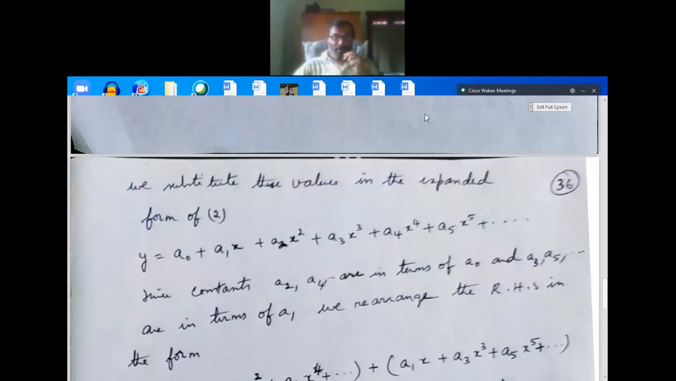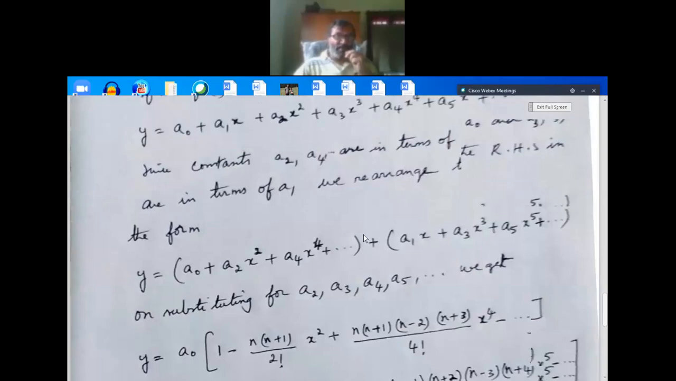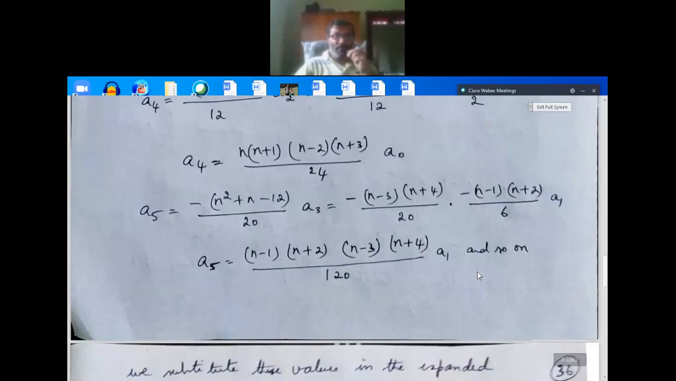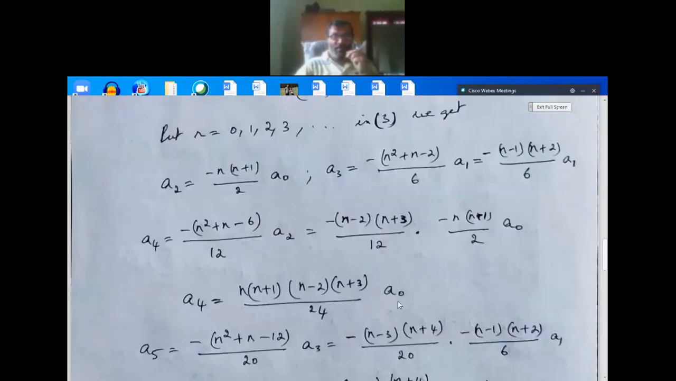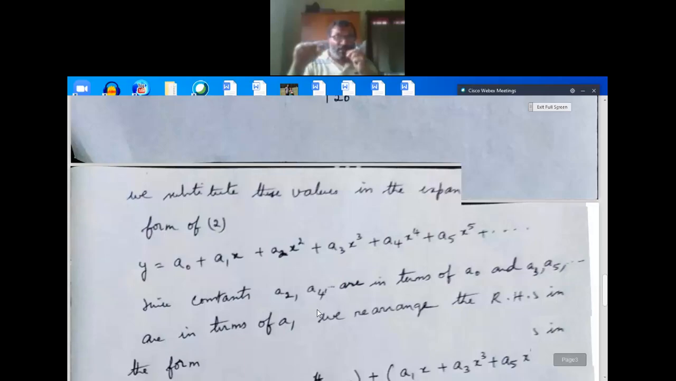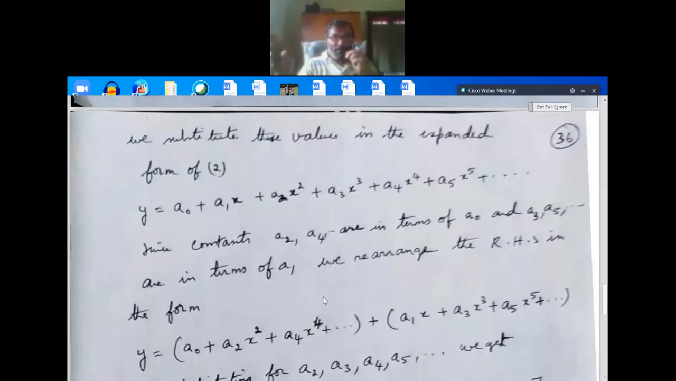Okay. Now what happens here? We have seen, once again I'm repeating, I told already, a2, a4, a6, etc. we get in terms of a naught. All the even terms we get in terms of a naught. See, a2 in terms of a naught, a4 in terms of a naught, like that. And odd terms, a3 in terms of a1, a5 in terms of a1, like that. Since constants a2, a4 are in terms of a naught, there are two categories here. The constants even terms a2, a4, etc. are in terms of a naught, and the odd terms are what?